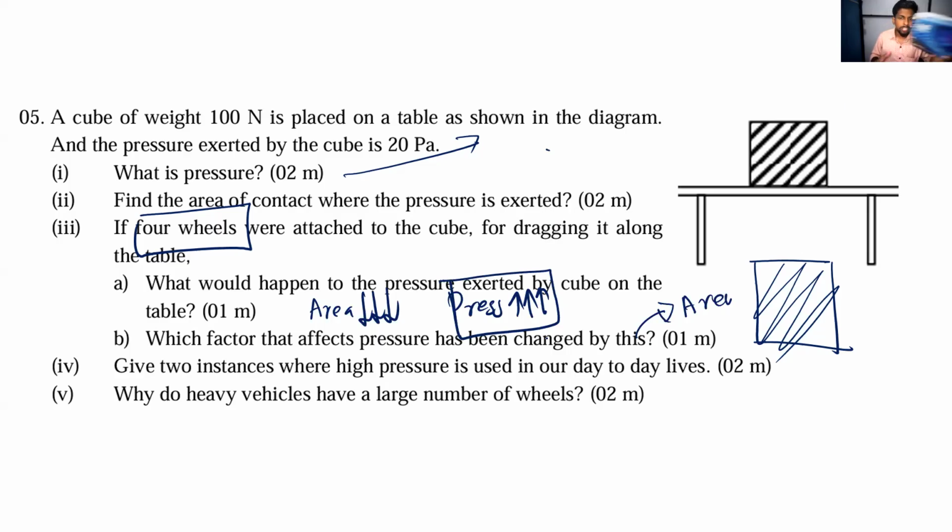Earlier, this was the area. But after fixing the wheels, only the wheel must be the area, right? Only the wheel will be contacting the table.